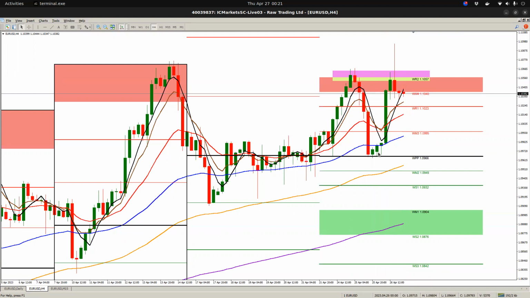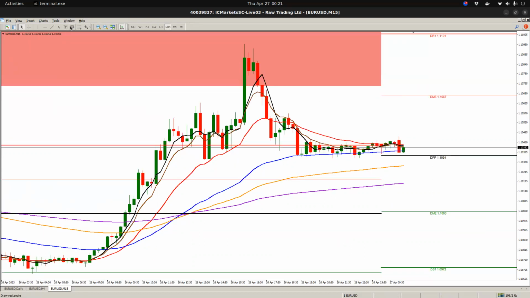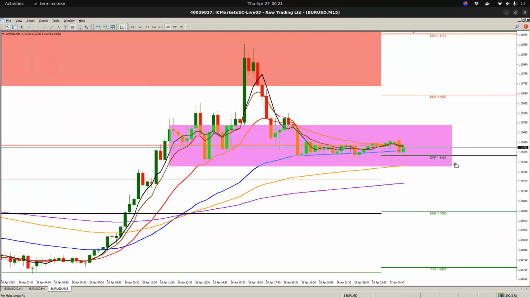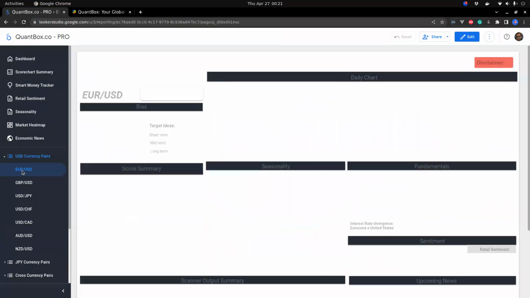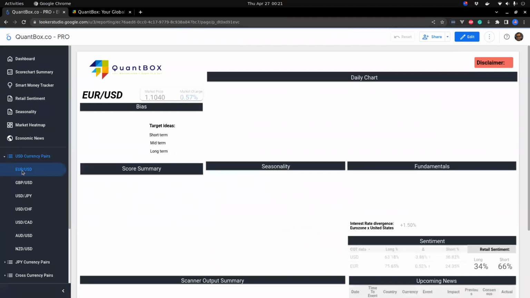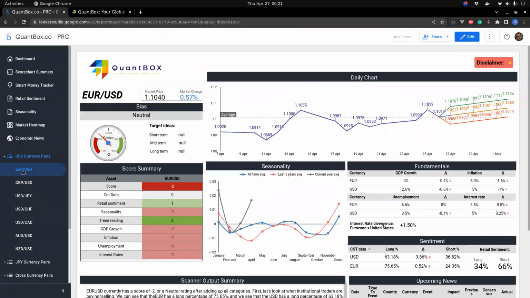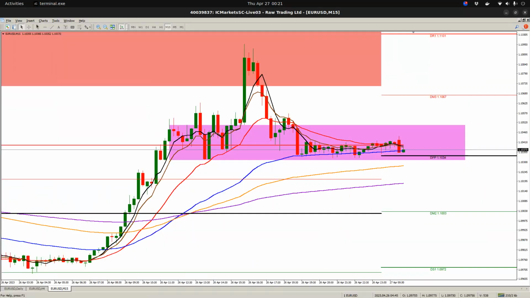You broke the 55, you went straight up into resistance. So the idea now is down, okay? So look at your M15 time frame, identify your support, and look for that lower low, lower high. And you can see if we look at the euro dollar on QuantBox, your bias is currently neutral, but you can see that overall you've got quite a lot of bearishness over here. Cool. So that's euro dollar.